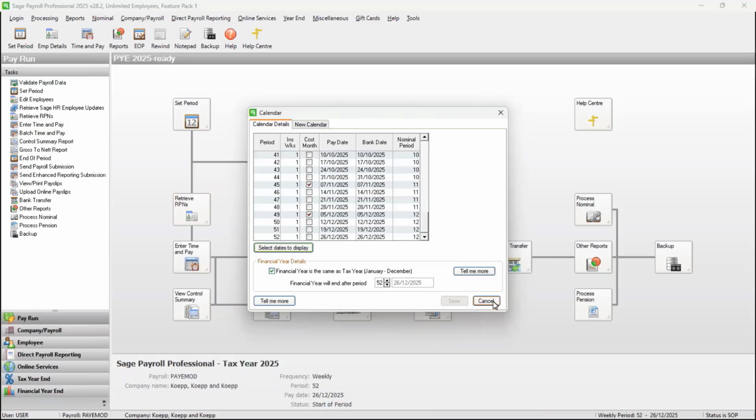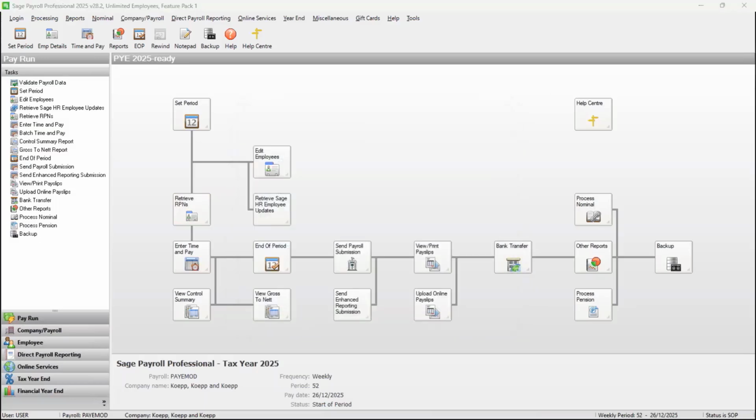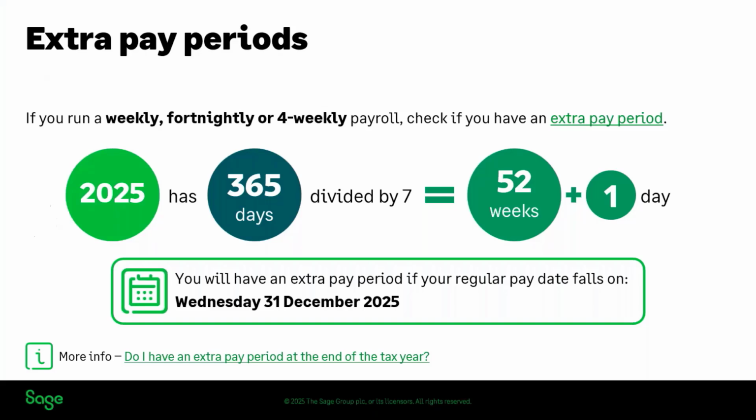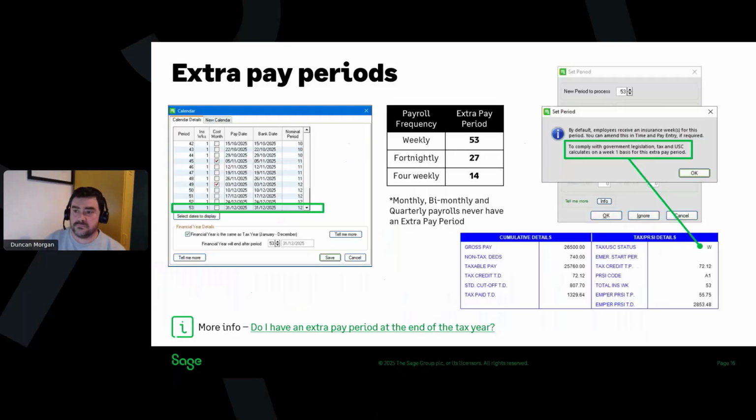So I know that I haven't got one, but let me show you an example of a calendar that does have an extra pay period. So on the screenshot here, you can see I've highlighted a period 53, where the pay date is Wednesday, 31st of December. And if you pay fortnightly, if you have an extra period, it would be period number 27. And if you paid 4-weekly, it would be number 14.